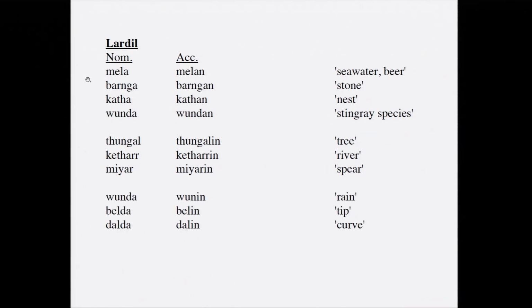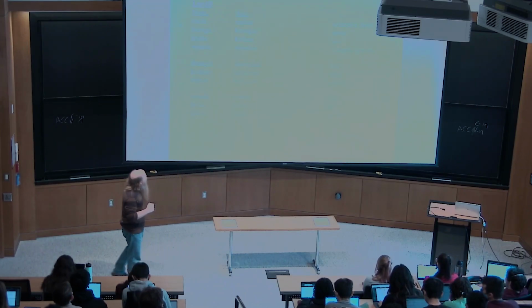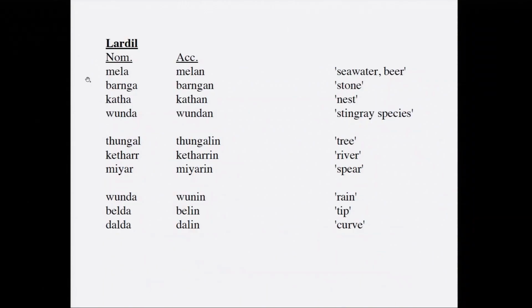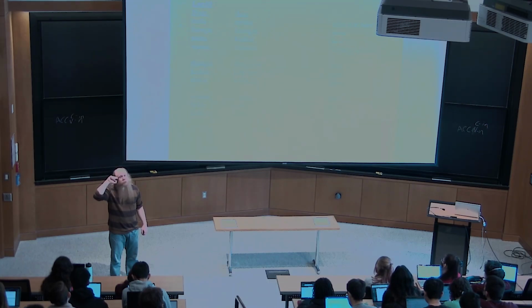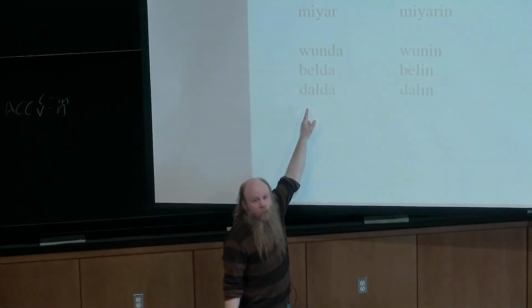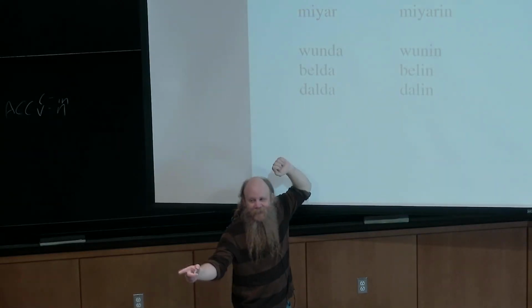Here are some more nouns. Rain is wunda, tip is belda, and curve is dalda. And the accusatives are wunin, belin, and dalin. That's unexpected, right, given our theory so far. What do you think is going on? Yes?